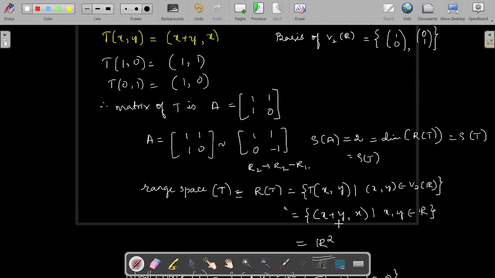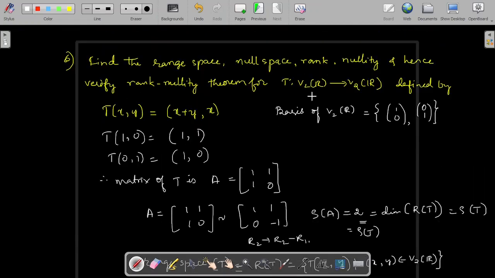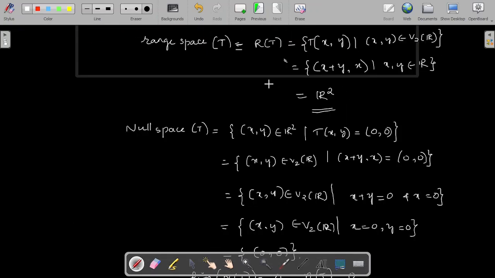So this is actually the range space, but the dimension of the range space we got as 2, which is the same as the dimension of R square. Therefore, the range space of the linear transformation is nothing but the entire plane R square. That is because we got the dimension of the range space of T as 2. Hence it should be equal to the plane R square.